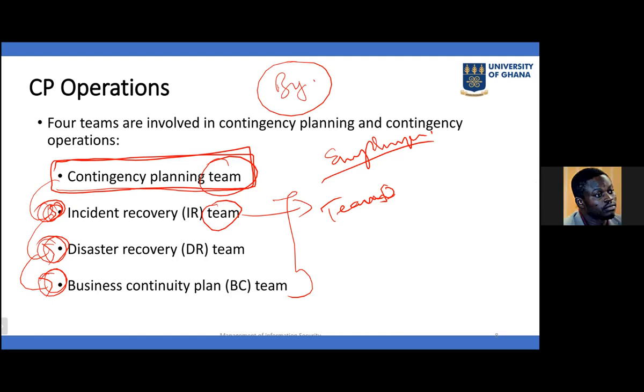Before I give Mufat the floor, Rafik, yes, I agree with you. Some businesses are big. They have all the resources in place. Yes, there is the need to have all these teams. But some businesses or organizations are small. You don't need to have all these four teams. You can just have a single team and call it the contingency plan team. This team is responsible for the incident, disaster, and also business continuity.